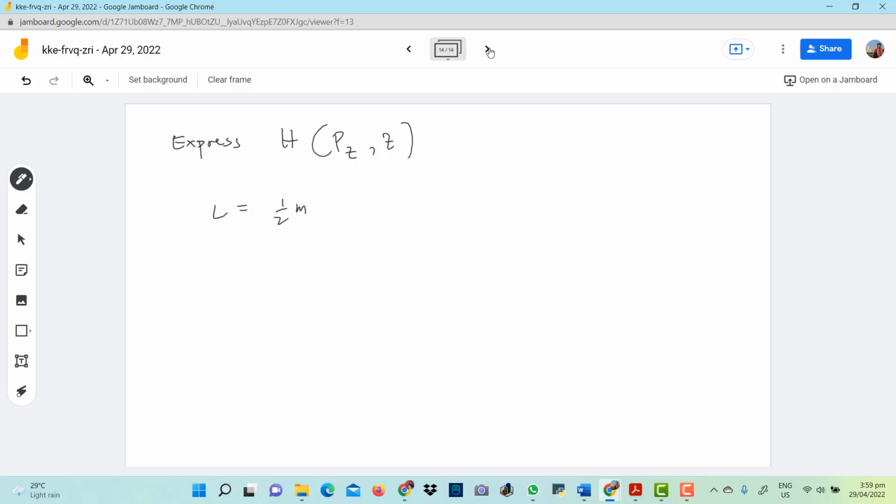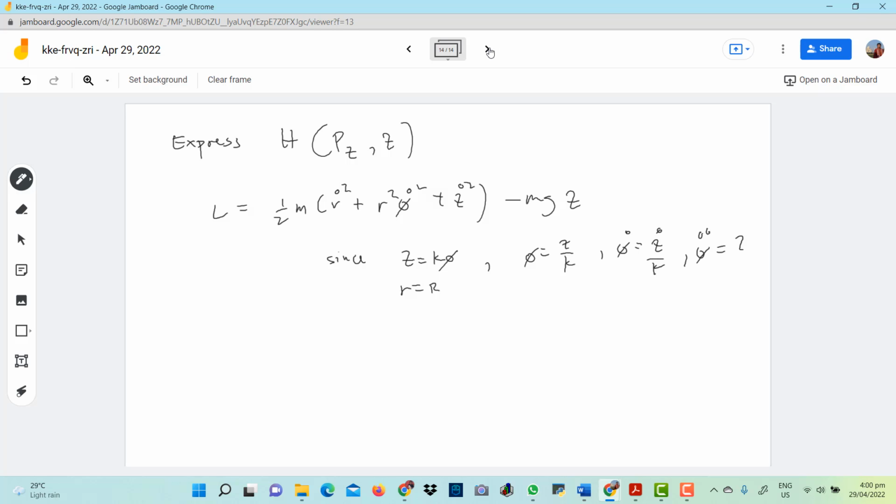1/2 m (r dot squared plus r squared phi dot squared plus z dot squared) minus mgz. Okay? And then I think this can be reduced if I use the constraint: since z is equal to k phi, r is equal to r. Phi is equal to z over k, then phi dot is z dot over k, and then phi double dot is z double dot over k.